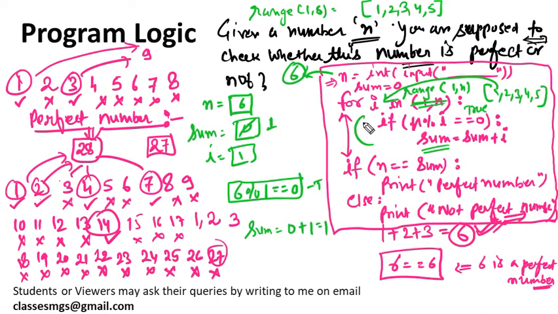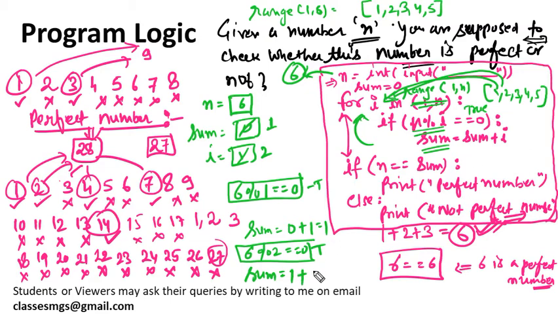Next time the loop will continue again, i value will become 2, then we will check 6 % 2 equals 0. Yes, the condition is true, because it is completely divisible, so sum equals sum value 1 plus the new i value 2, which is 3, so sum value will now become 3.